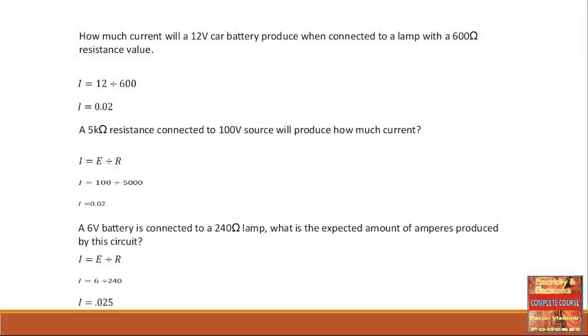A 6-volt battery is connected to a 240 ohm lamp. What is the expected amount of amperes produced by this circuit? Rearranging the Ohm's law formula for current, I equals E divided by R. Again, we get I equals 6 volts divided by 240 ohms, or 0.025 amps.